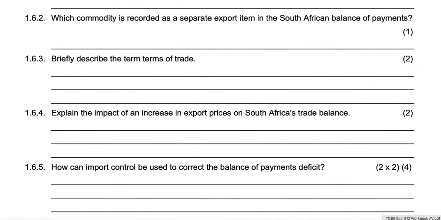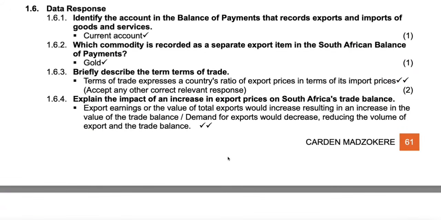Okay, let's look at our answers. Identify the account: we say it is the current account. Which commodity? Yes, we said gold. And then define terms of trade: terms of trade expresses a country's ratio of export prices in terms of its import prices. Then number 4, explain the impact of an increase in export prices. Well, it's the one I was saying, two things could happen.